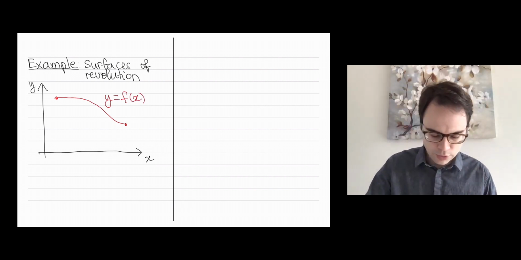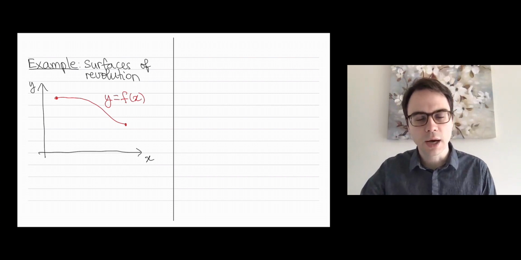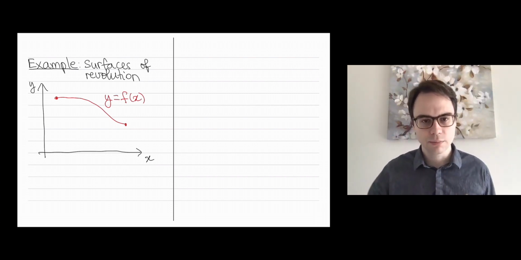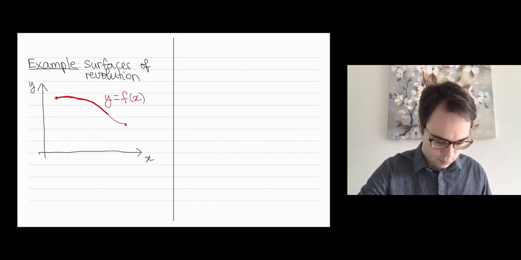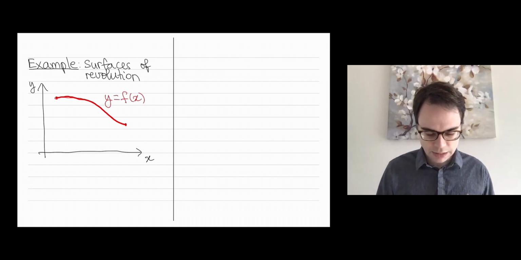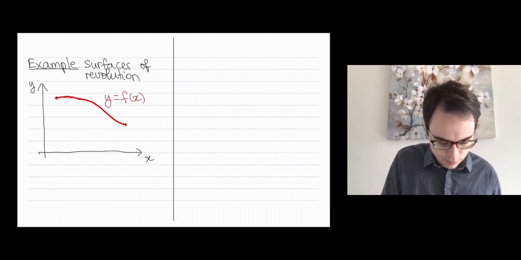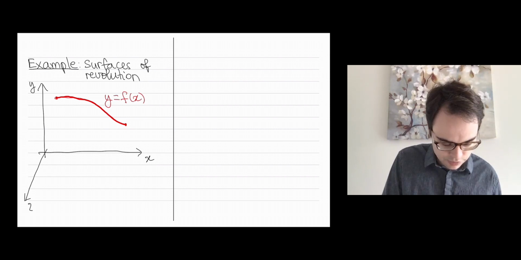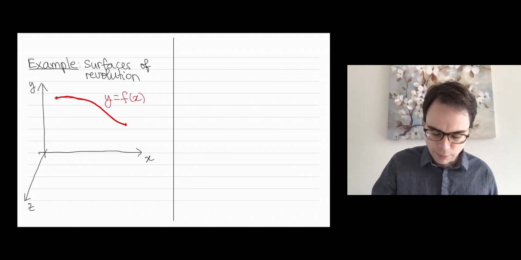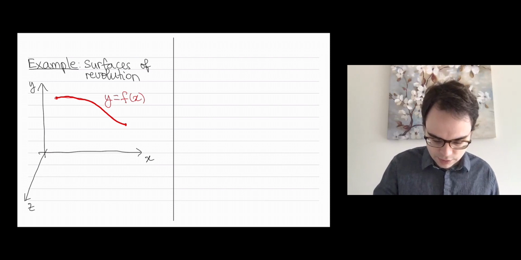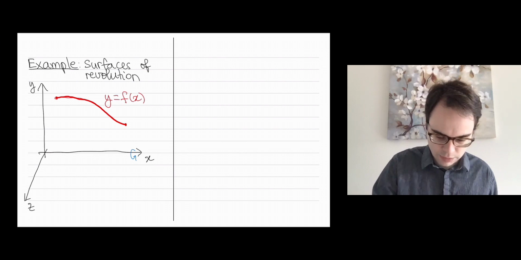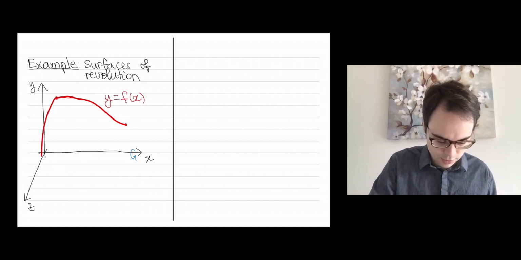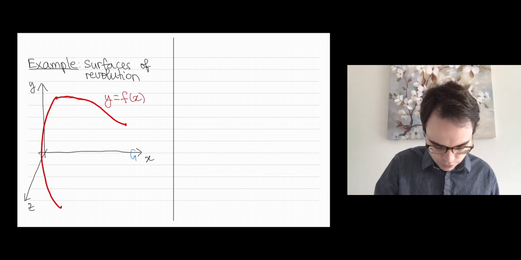Now we're going to rotate this graph. We're going to build a surface out of this graph by rotating it around the x-axis. Let me bring this graph to 3D. Let me draw the z-axis over here, and let me rotate this graph around the x-axis. What I get will be something like this. Here I'll get a really big circle, and here I'll get a smaller circle.